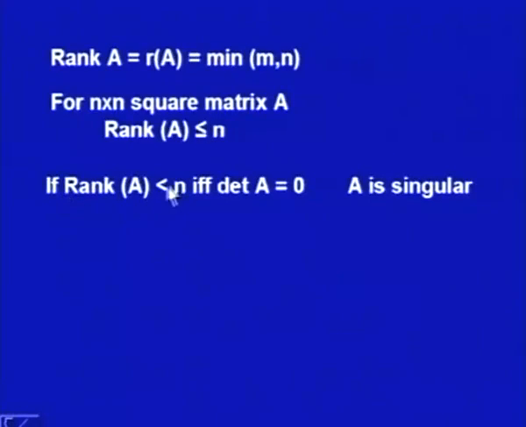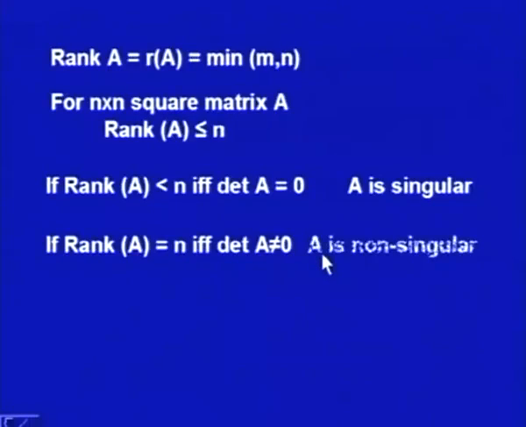If rank of A is less than n, that clearly means that determinant A is 0. This is coming from the very definition of rank, and that means A is singular. On the other hand, if rank A is equal to n, then the determinant has to be non-zero. Again, this is from the definition, and this now becomes the definition of a non-singular matrix A. So we say A is non-singular if its determinant is non-zero.